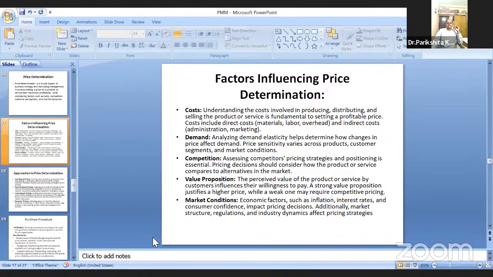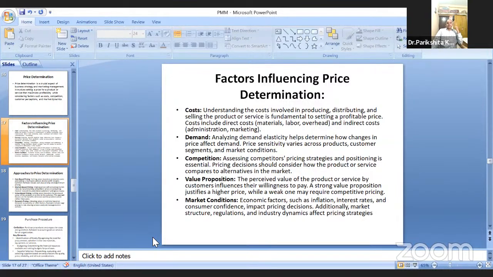A strong value proposition justifies a higher price, while a weak one may require competitive pricing. Then so many competitive prices are there. Why do you have to pay much more? You have to justify the higher price of this product, which is possible when you compare with other products. When the higher price is justified, then there is a willingness, so you can buy. That is called value propositions. Yes or no? You are proposing to buy this kind of product.